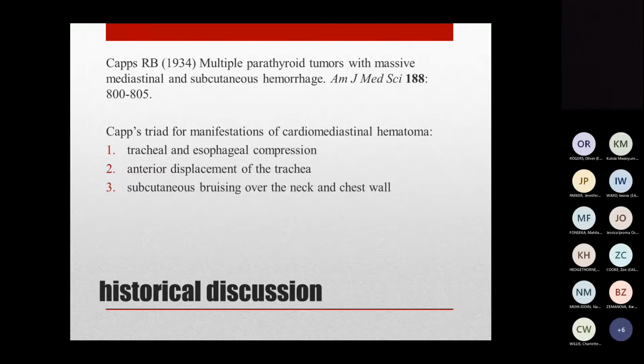Capps first described in 1934 multiple parathyroid tumors with massive hemorrhage in this article, and he describes Capps' triad for the manifestations of hematoma at this location, including tracheal and esophageal compression, anterior displacement of the trachea, and subcutaneous bruising over the neck and chest wall, which was very well delineated on our fat-saturated T2-weighted MRI sequence.